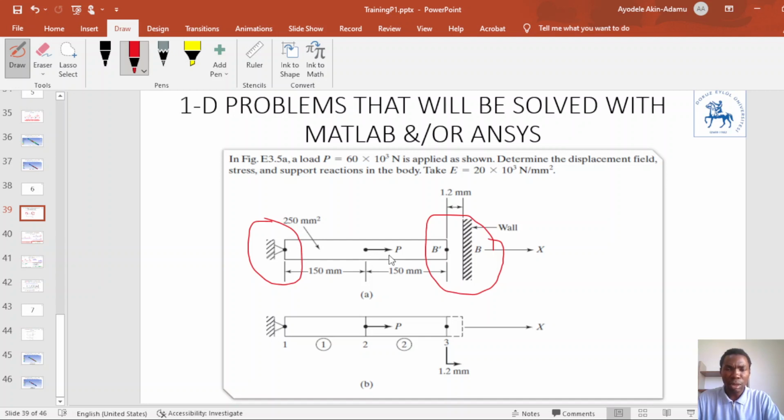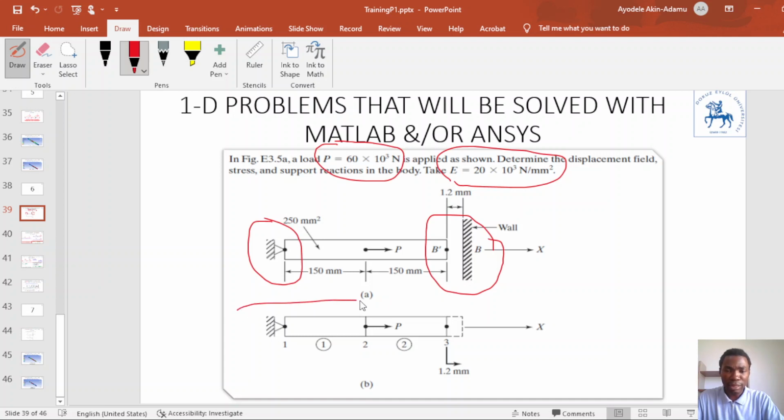The structural load pulls the body to the right, and the value of the load, as given in the question, is 60 times 10 raised to power 3 Newton. That is 60 kilonewton. The Young modulus of our structural body is 20 gigapascal, or 20 times 10 raised to power 3 Newton per millimeter square. So we are to solve this problem considering the structural gap between the structural body and the support at node 3.